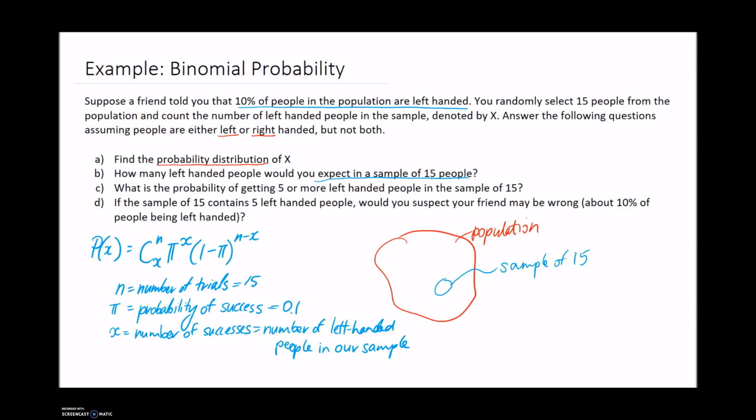Cool. Alright, so let's move on to part C now, which is what is the probability of getting 5 or more left-handed people in the sample of 15? So the key here is 5 or more left-handed people. I can get this in a moment from my probability distribution.